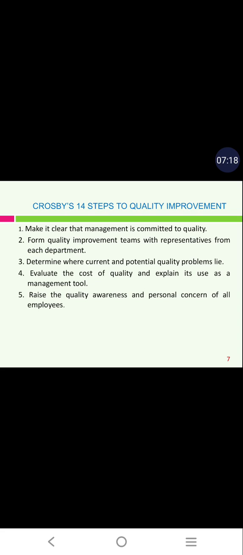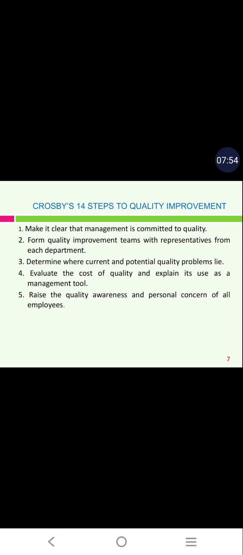And the fourth one is evaluate the cost of quality and explain its use as a management tool. Evaluating the cost of quality is nothing but, due to poor quality of product or defects, what are the unwanted costs incurring? So that has to be found out and evaluated, because all of that will cost loss to the management. So that's what he means to say: evaluate the cost of quality and explain its use as a management tool.